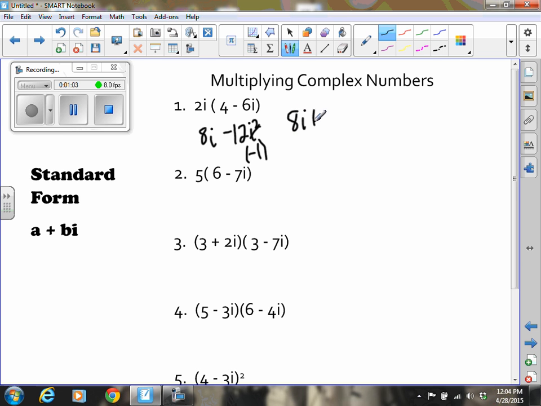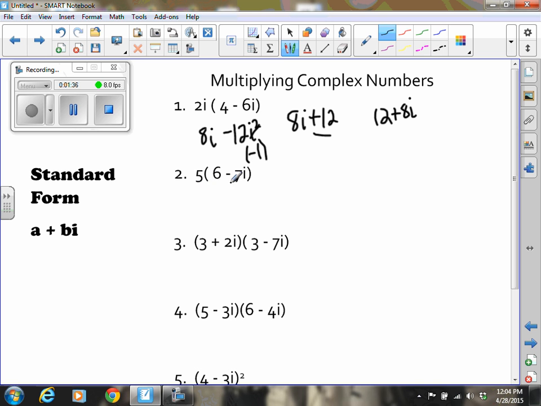I want it in standard form, so I need that real part to come first. So I'm going to simplify my answer a little bit more and put that 12 in the front. When I move it to the front, I make sure it has the same sign. It was positive 12, so when I rewrite it and put 12 in the front, it is still positive. And 8i was positive, so when I rewrite it, I'll make sure 8i is still positive. I make sure that the signs move with my numbers when I rearrange them.